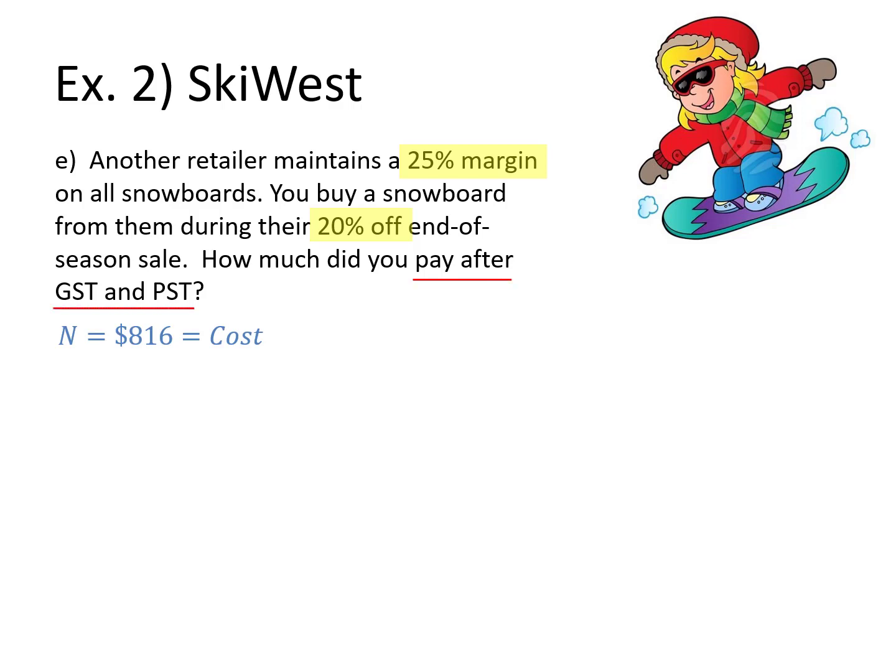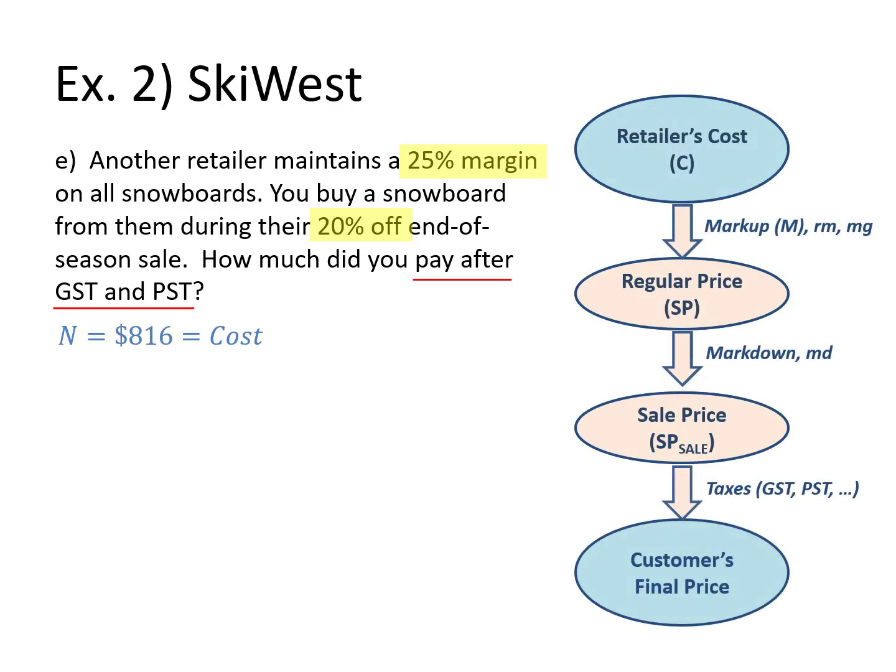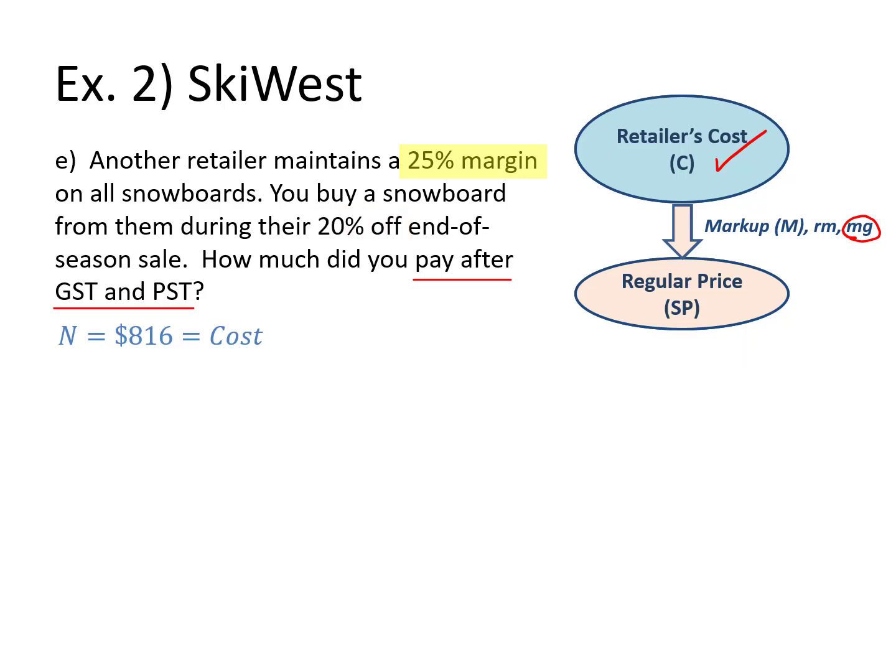Now this question is asking, how much did you pay after GST and PST? Since we've already established the cost after trade discounts, we're in this portion of our flow chart. We've got the cost right here. So then we would have the markup happening, which is associated with our margin. So that's what we're going to work with to begin with. We're going to look at our 25% margin, or 0.25, and try to establish what that regular selling price is before we go about trying to do any further calculations. So what is that selling price?